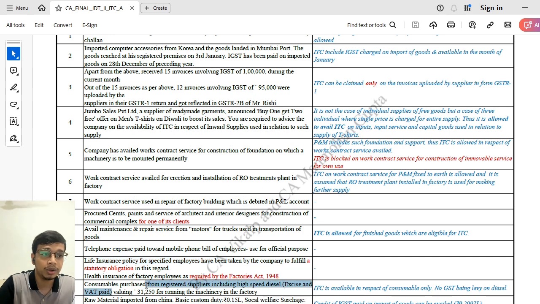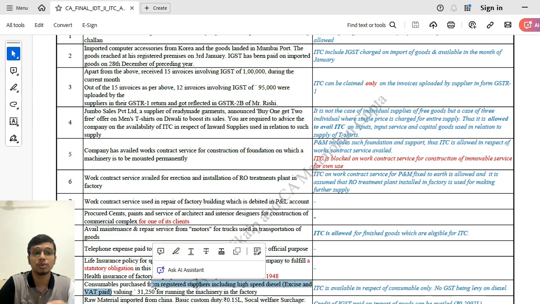Next, consumable purchase from registered supplier including diesel, value 31,250 for running the machinery in the factory. So in that case, diesel पे हम ITC claim नहीं कर सकते और remaining consumable पे भी we can claim ITC consumables पर. So 31,250 का ITC claim नहीं होगा for diesel. Remaining consumable पर we can claim ITC.